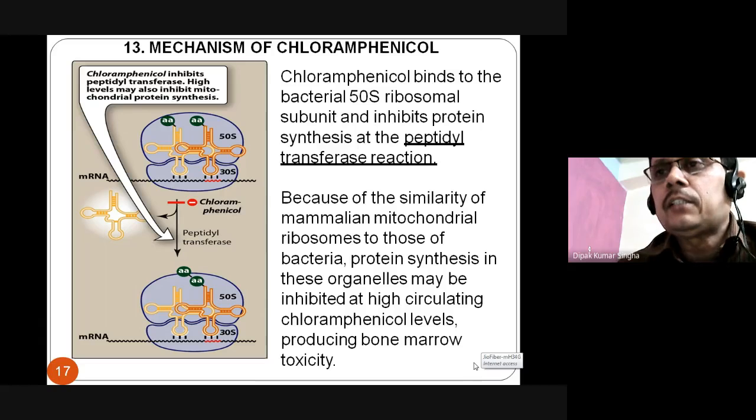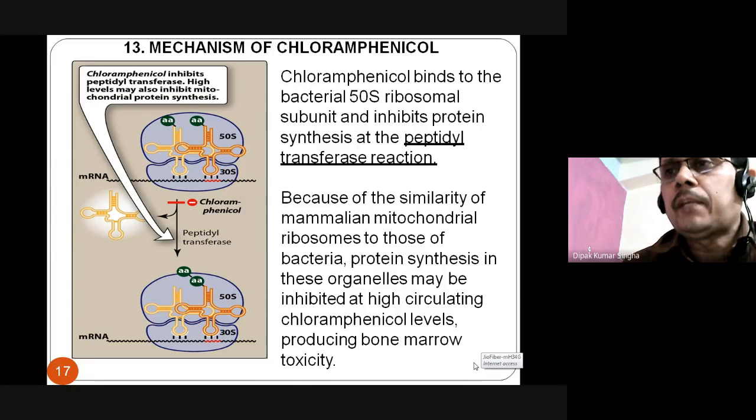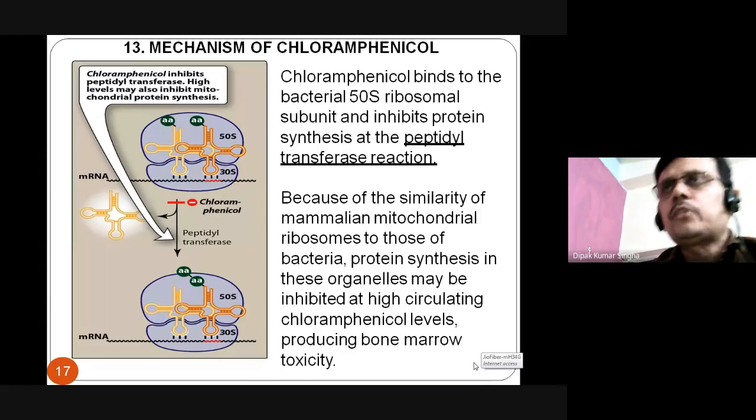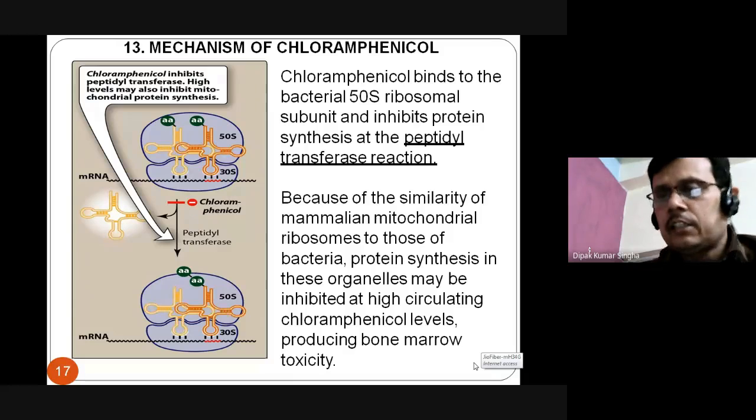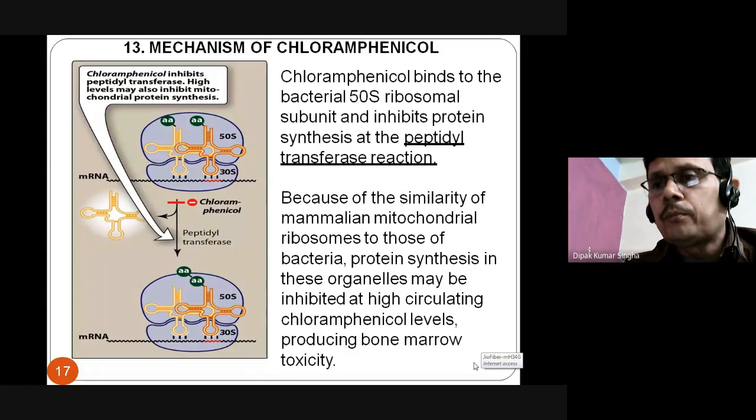Peptide transferase, and because of the similarity of the mammalian mitochondrial ribosome to those of bacteria in protein synthesis, these organelles may be inhibited at high circulating chloramphenicol levels, producing bone marrow toxicity. This is the most important side effect. That's why chloramphenicol nowadays is used very less due to bone marrow toxicity, producing aplastic anemia and also gray baby syndrome.